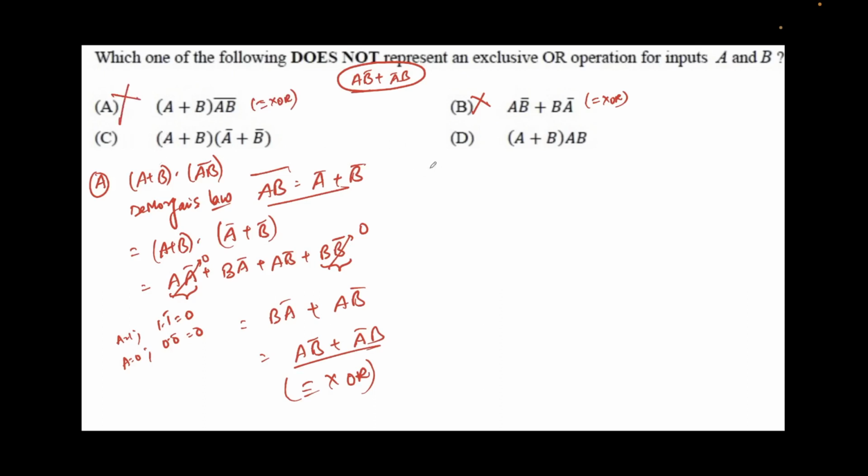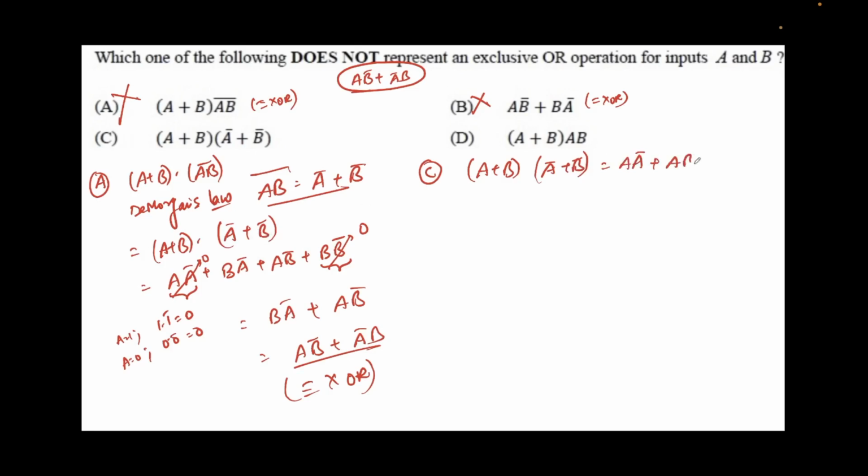Now let's try to solve option B. We have already seen that it's XOR. So let's try to solve option C. C is (a plus b) times (a bar plus b bar). Now note that we already solved this, a plus b into a bar plus b bar. So option A and option C are effectively the same. So I'll just write it for the sake of completion.